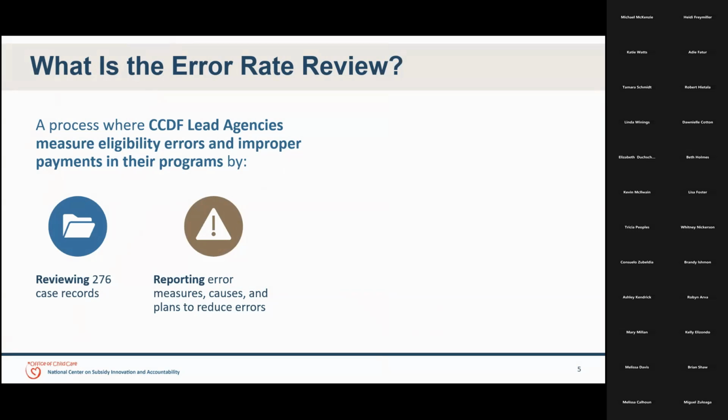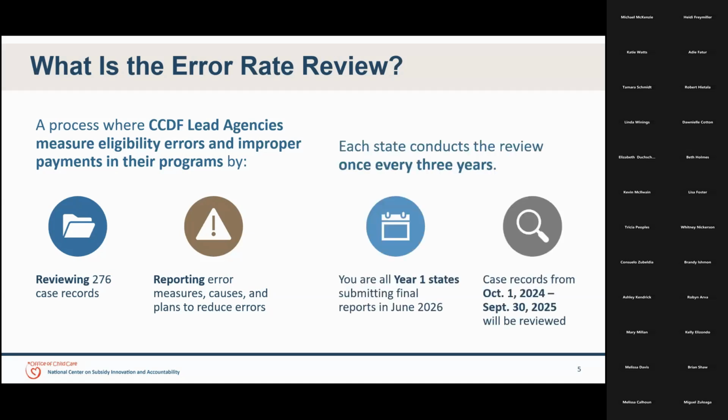But if you're new, the error rate review is a process where CCDF lead agencies measure eligibility errors and improper payments in their child care subsidy programs. Reviewers from the lead agency will examine a random sample of 276 case records from a specific period and look for any eligibility errors. And then you will report on your findings, including causes of your errors and improper payments, and your plans to reduce future errors. So that's kind of it in a nutshell, what you'll be doing.